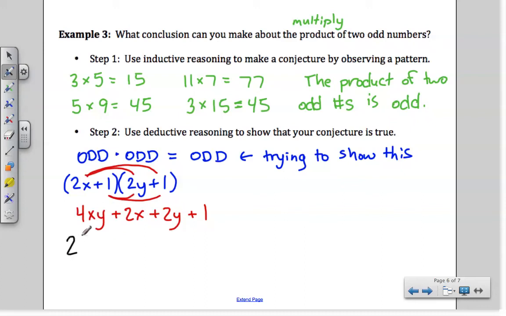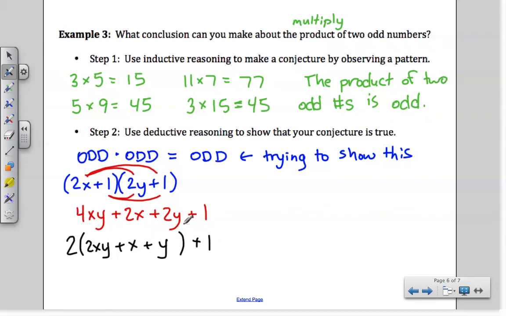Remember that when you factor out something, you leave what's left in parentheses. If you factor out 2 from 4xy, you're left with 2xy. If you factor out 2 from 2x, you're left with just x. Factor out 2 from 2y, you're just left with plus y. And I'm leaving the plus 1 at the end. I can't factor 2 out from it. And anyway, I want it to look like an odd number, which would be 2 times something plus 1.